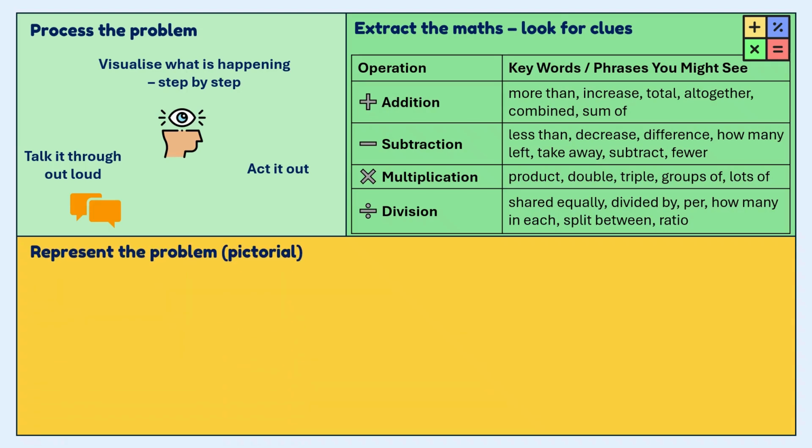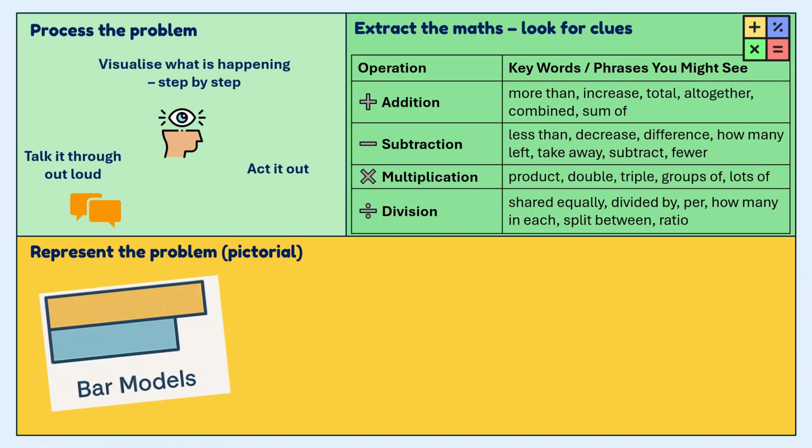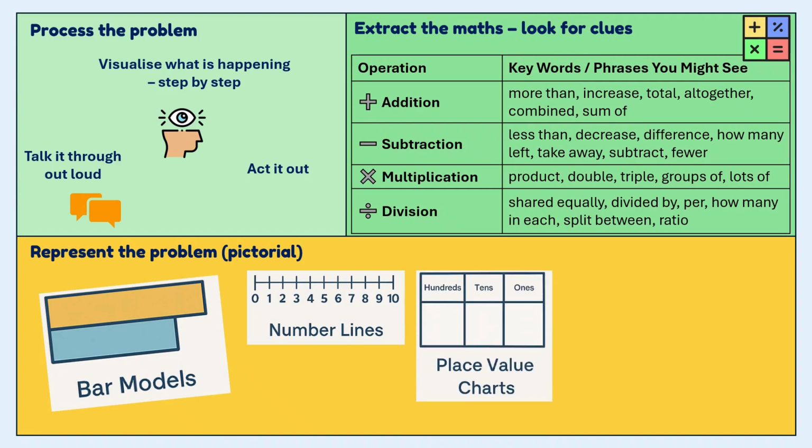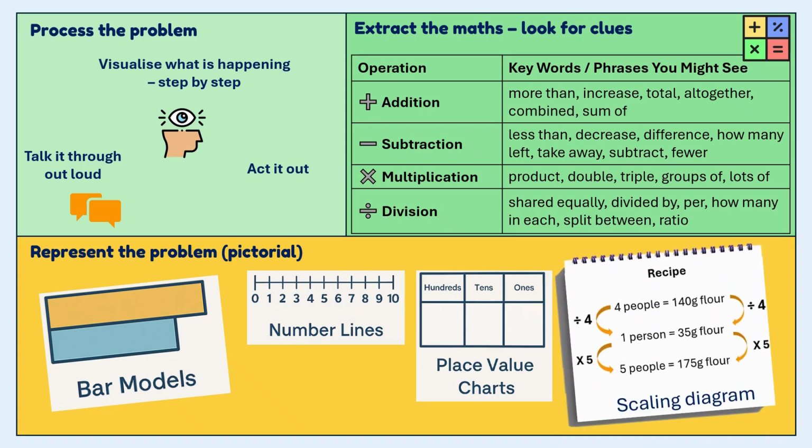And finally, represent the problem. And this goes back to the pictorial stage of the concrete pictorial abstract model I mentioned in my first video. It's not about creating artistic images, but using bar models, number lines, figures, charts, or other simple diagrams which can help you to order your working out logically.